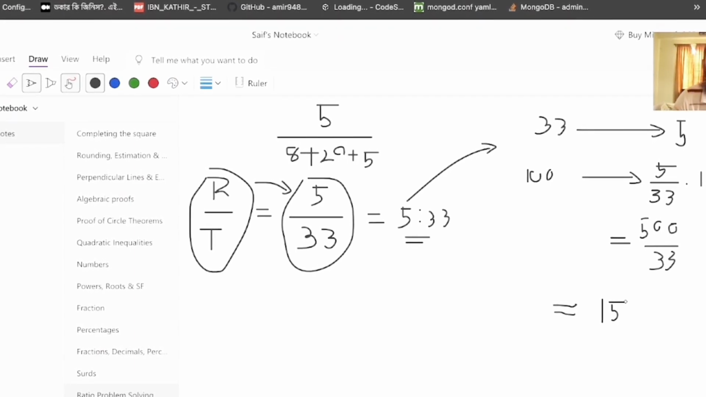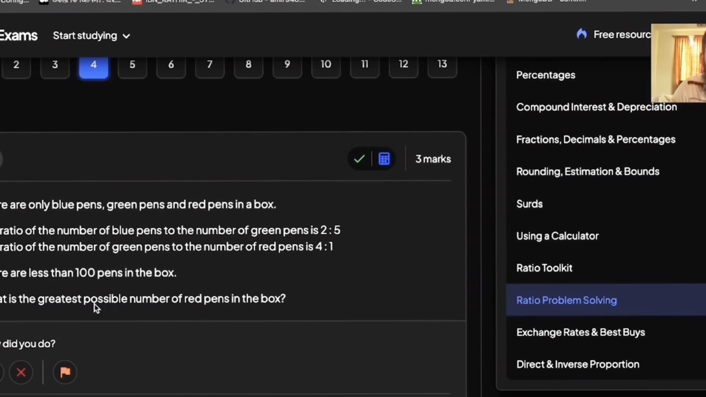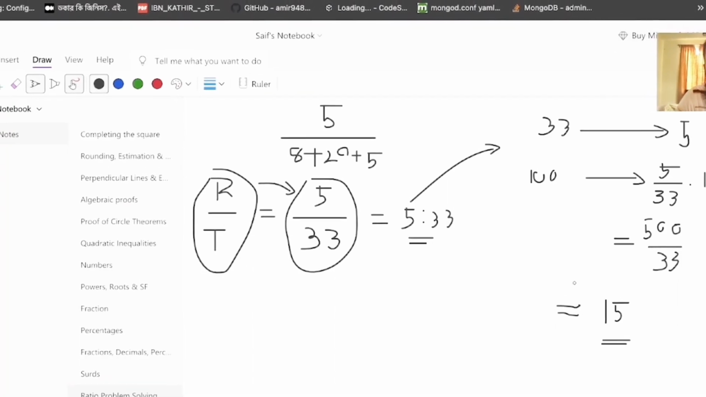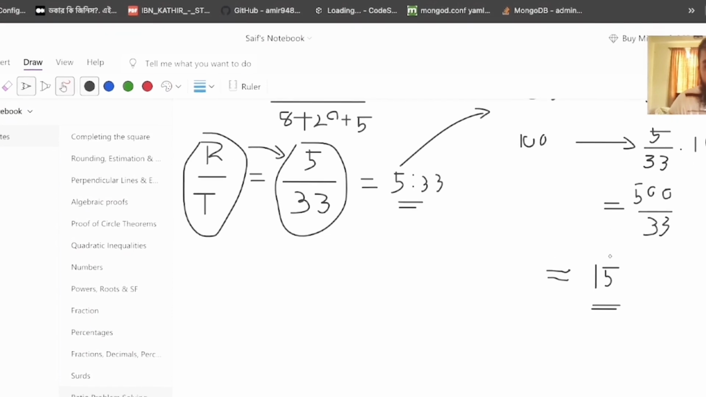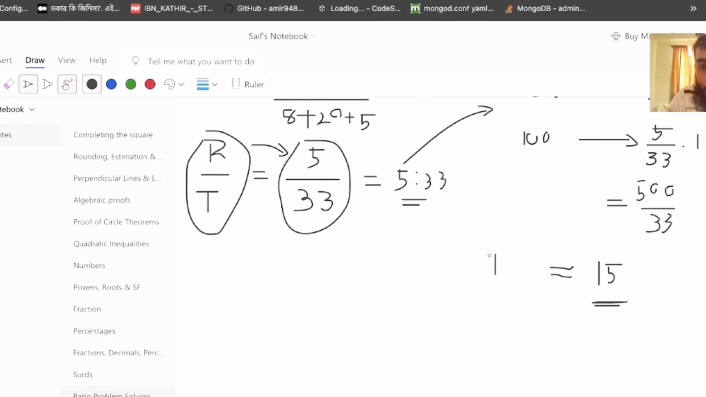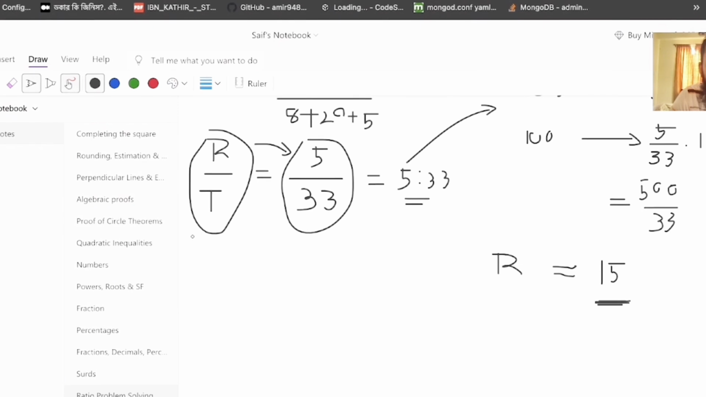So this is approximately 15.15. We will omit the fraction because we need a whole number. This is the greatest possible number of red pens, because there is no fractional pen, only whole number pens. So the greatest possible number of red pens is 15.